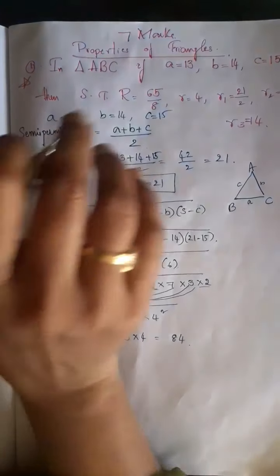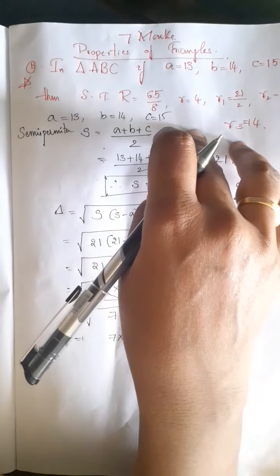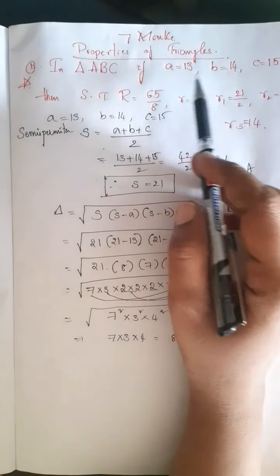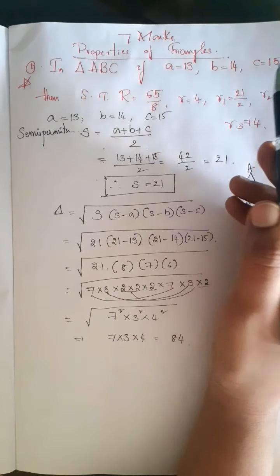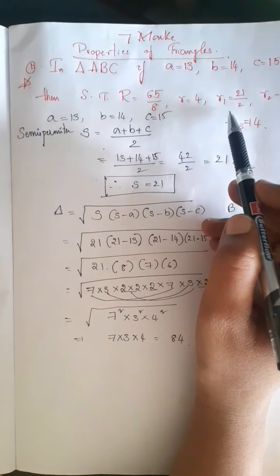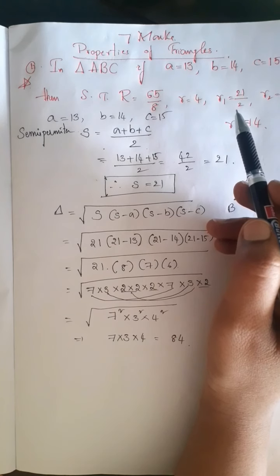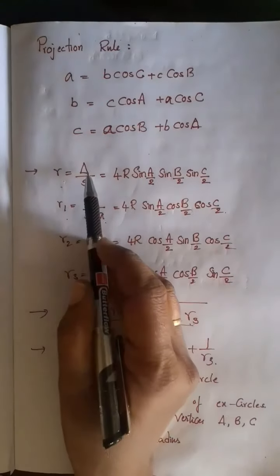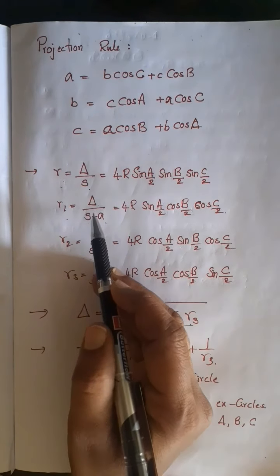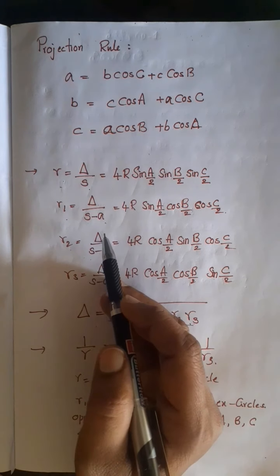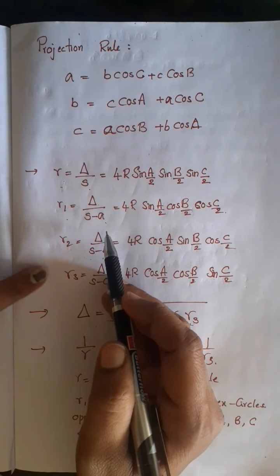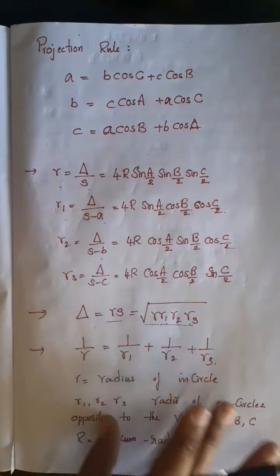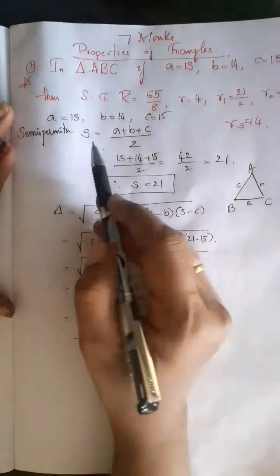So already answers also we have. Only the thing we have to simplify it. Okay, and what is given: A, B, C are given, we have to find these values, right? So how can you find? We have already r is equal to delta by S, R1 is equal to delta by S minus A. So when you want to find R1, R2, R3, you must find delta and S values. So first I am finding S value.